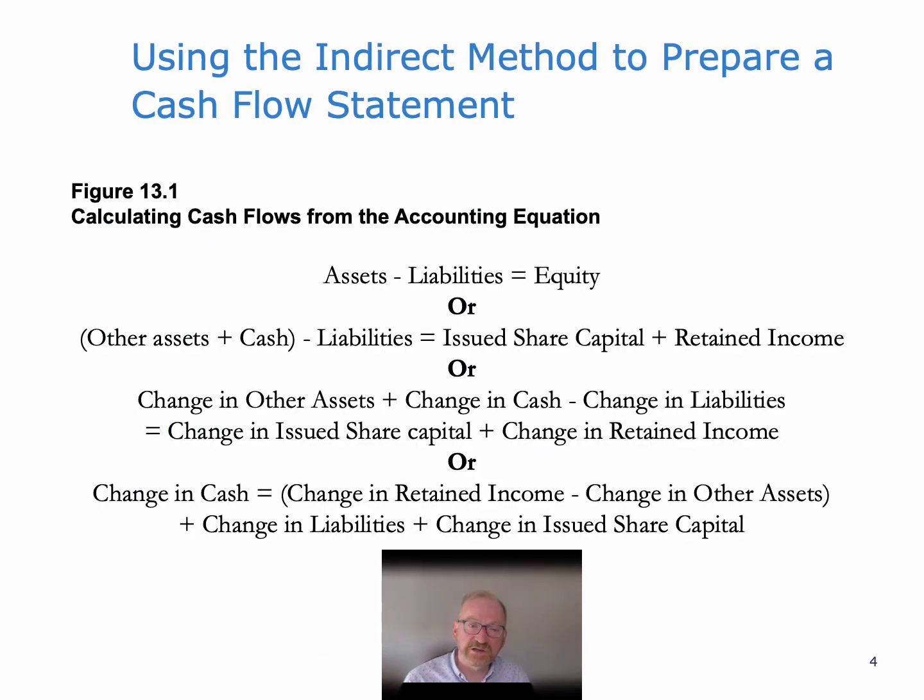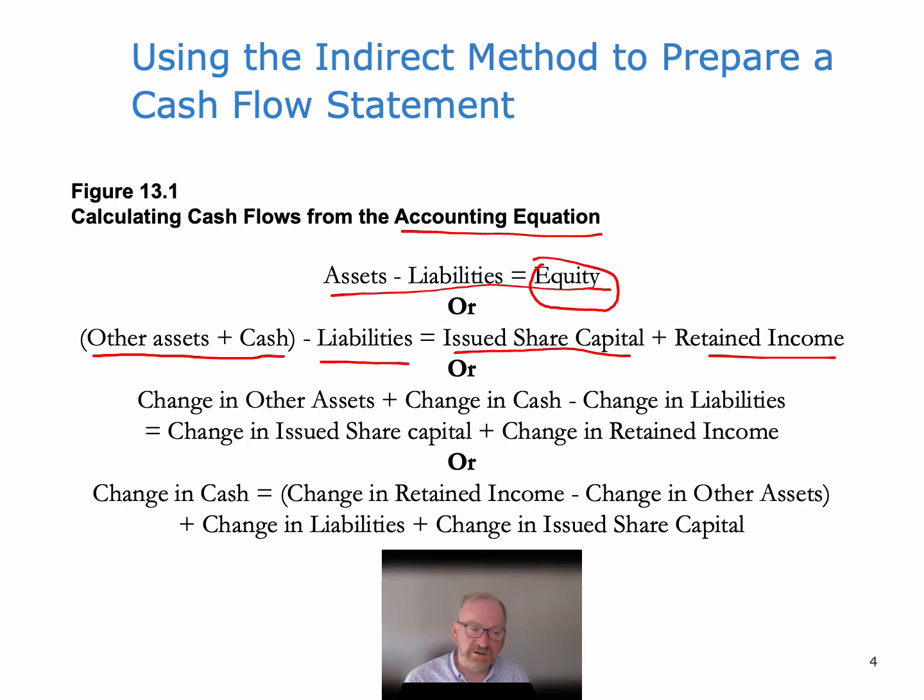So the accounting equation, as we know, says that assets minus liabilities are equal to equity. We can break this down. We can say other assets plus cash minus liabilities equals issued share capital plus retained income. So that's just breaking each part down here. We break assets into two bits. We're leaving liabilities alone for the moment, and we break equity into two bits.